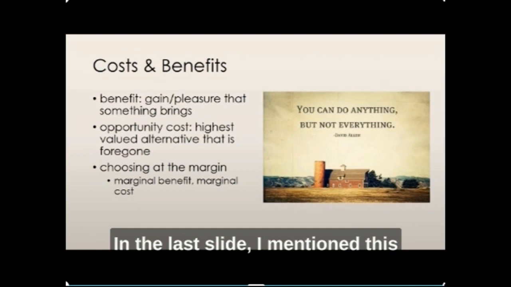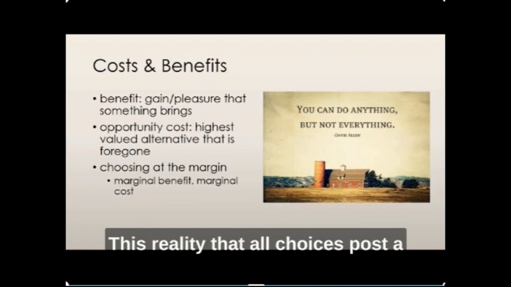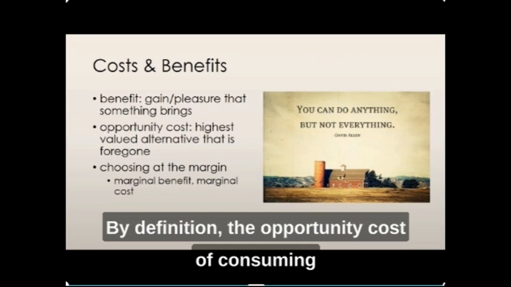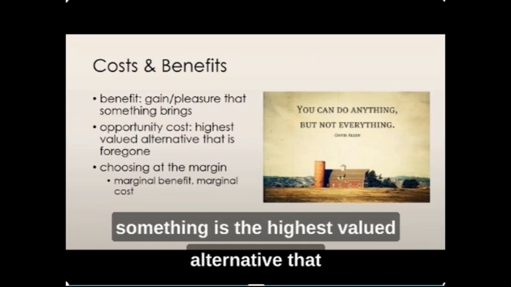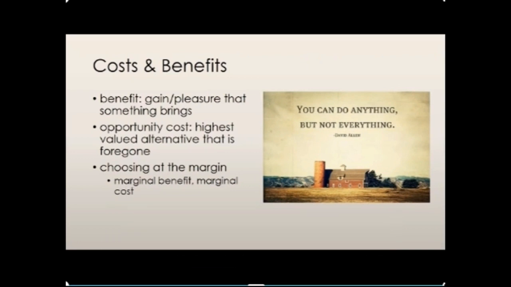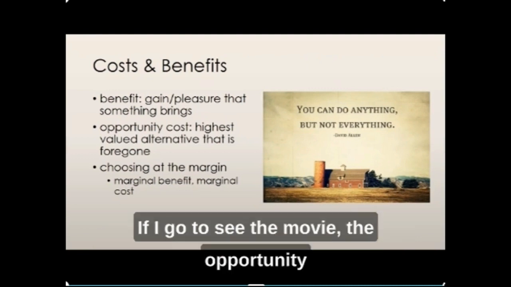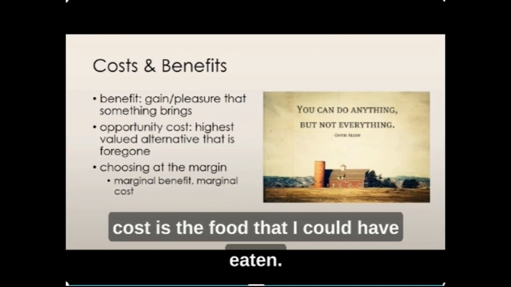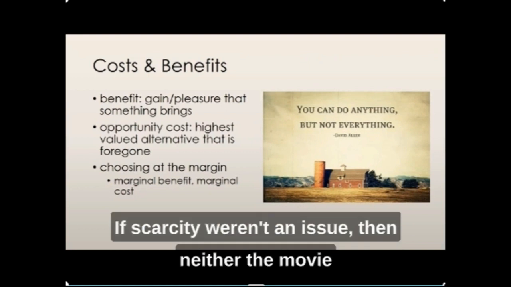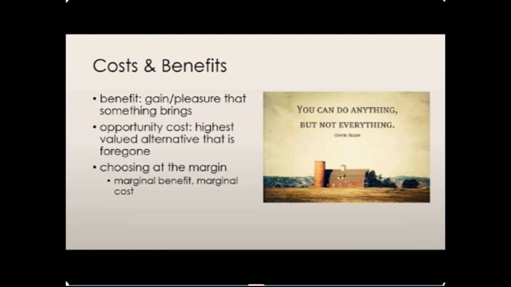In the last slide, I mentioned this idea of every choice being a trade-off. I'll formally introduce the concept. This reality that all choices pose a trade-off is known as opportunity cost. By definition, the opportunity cost of consuming something is the highest valued alternative that must be foregone to attain it. Let's say that I have $10 and I can spend it on either food or a movie. If I go to see the movie, the opportunity cost is the food that I could have eaten. Opportunity cost arises because of the problem of scarcity. If scarcity weren't an issue, then neither the movie nor the food would have had an opportunity cost.